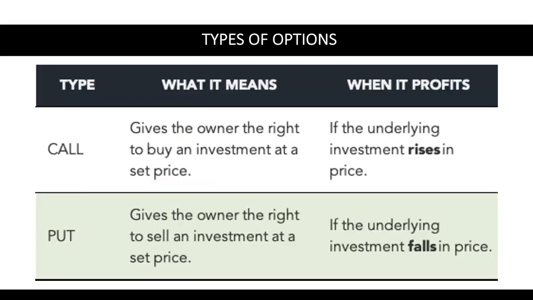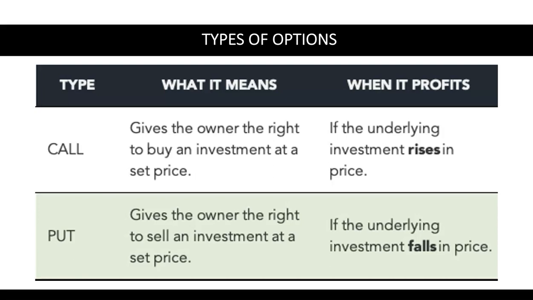There are 2 types of options: A call option gives the holder of the call option the right, but not the obligation, to buy an asset at a predetermined price within a predetermined period of time. The holder will only exercise that right if the underlying asset's actual value has risen or is higher than the exercise price.